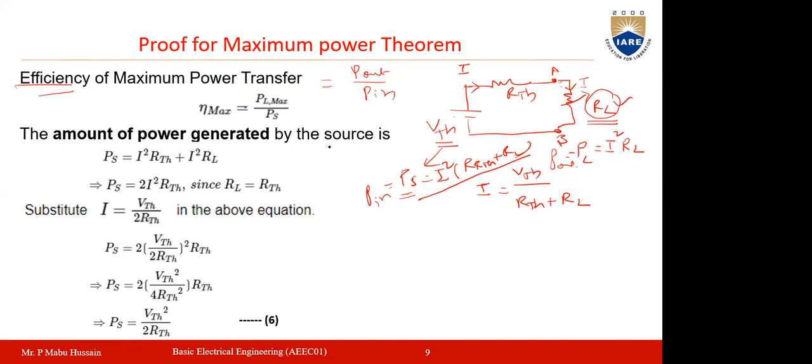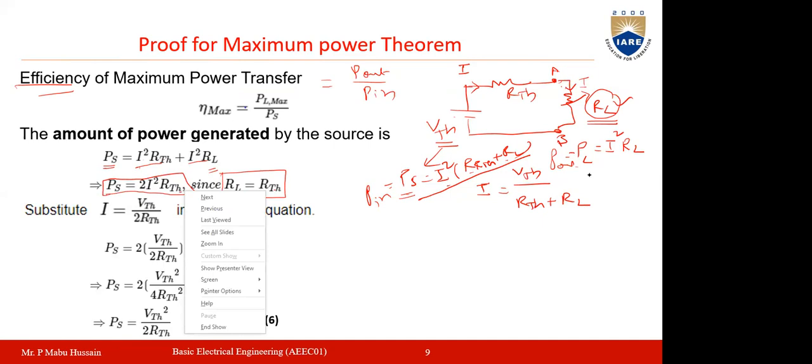See here, source power PS will be equal to I square into R Thevenin plus RL. So this value you can even write as I square R Thevenin plus I square RL. Now according to the maximum power transfer theorem, RL can be equal to R Thevenin. So in place of RL, you can write R Thevenin. So the input power will be equal to 2 into I square into R Thevenin.